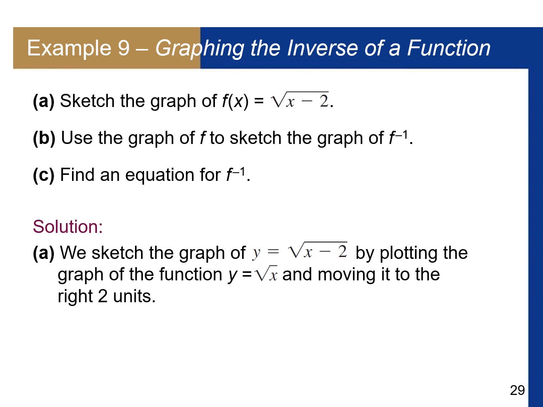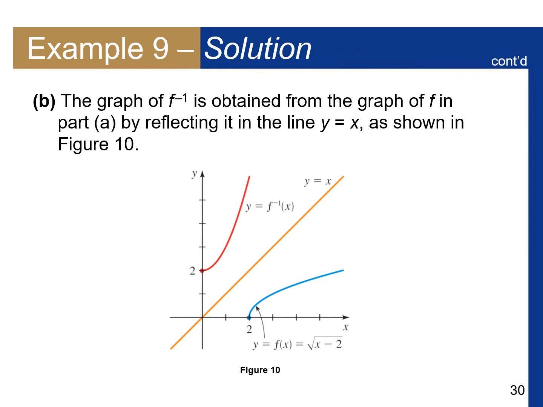So again, here's our parent function, our square root of x, and we see that I'm subtracting 2, so that tells me that I'm shifting it to the right 2 units. So here it is. So I have my original. I take my parent function and I shift it to the right. So I graph that. And then I'm going to put in my y equals x symmetry line right here.